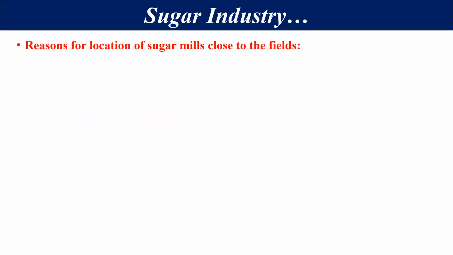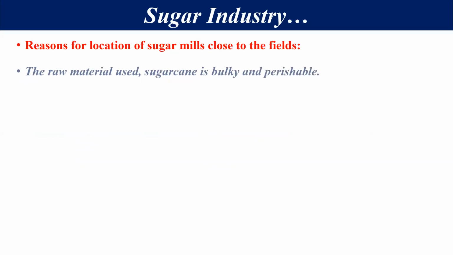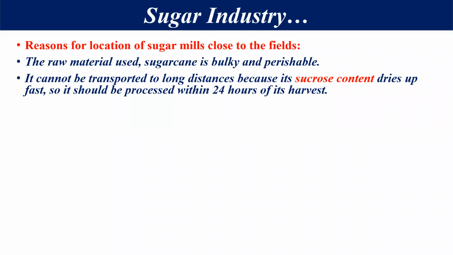Okay, the reason for the location of the sugar mill close to the field. First of all, its raw material is very bulky. We use sugarcane as a raw material. It is very bulky. Second thing, it is perishable. Perishable, it means नष्ट होने वाला. It declines and decreases day by day. अब ये पढ़ेंगे कि perishable है कैसे. It would be the most important part.